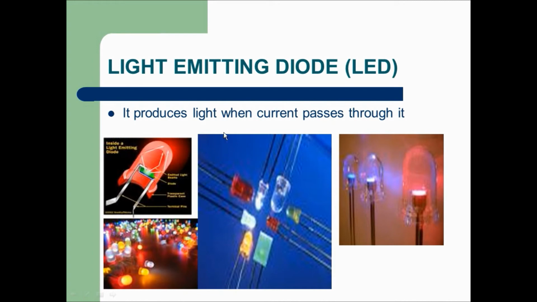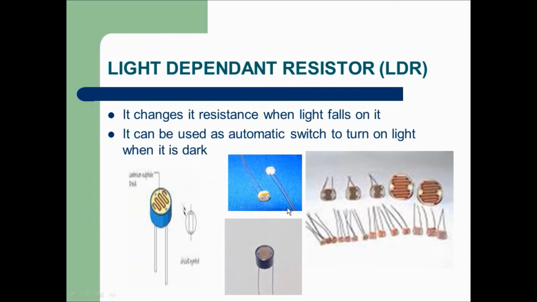Light emitting diode. I guess you know this already. These generate light when current passes through them. Light dependent resistor. It's like a regular resistor, but its resistance changes when light falls on it. Okay, we're going to use this for a light and dark circuit detector or an automatic street light switch.